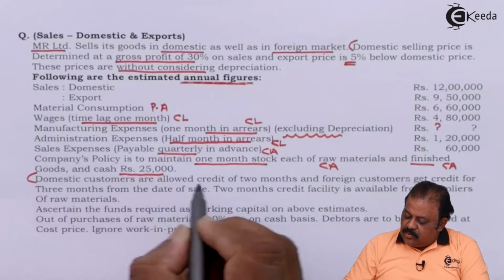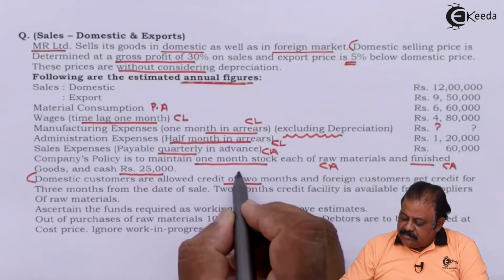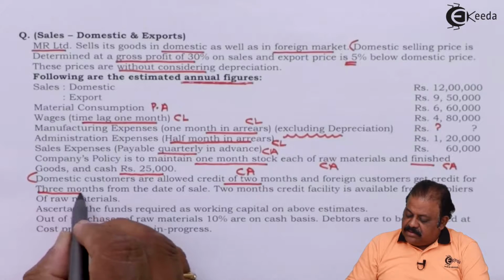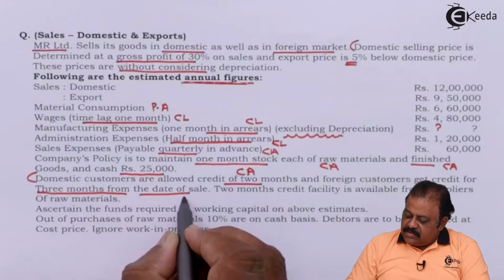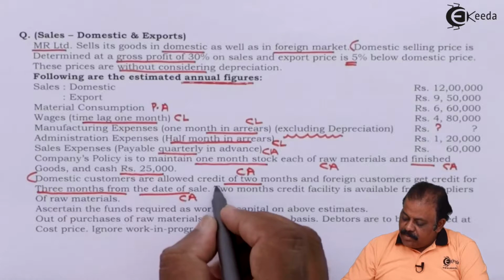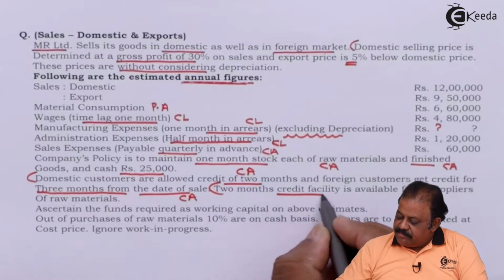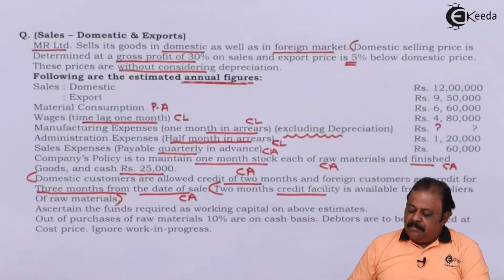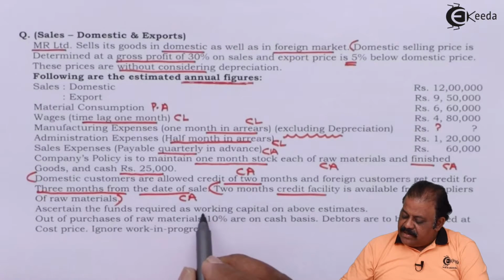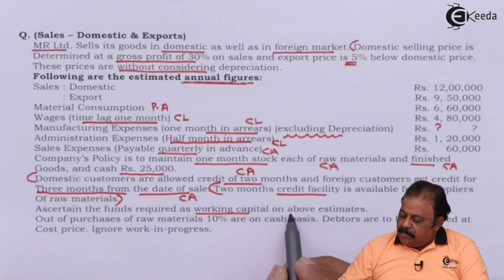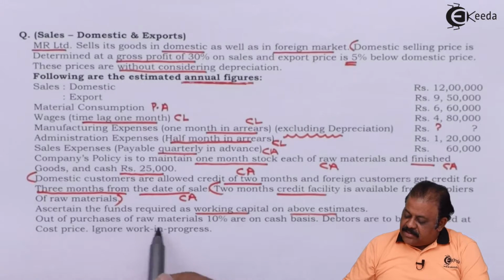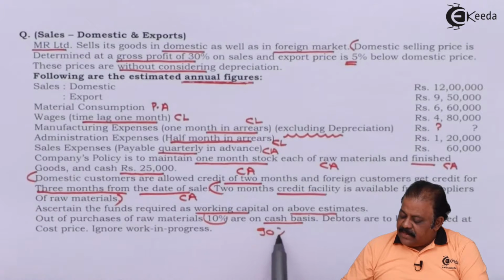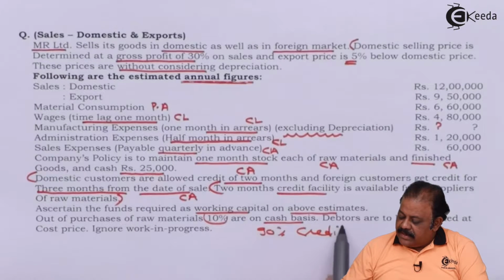Domestic customers are allowed credit of 2 months, it will be part of current asset, and foreign customers get credit of 3 months from the date of sale. This will be also part of current asset. 2 months credit facility is available from suppliers of raw material. This will be part of current liability. Asset and the funds required as working capital on above estimates. Out of purchases of raw material, 10% are on cash basis. That means balance 90% will be on credit basis.